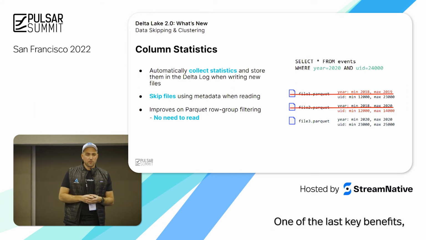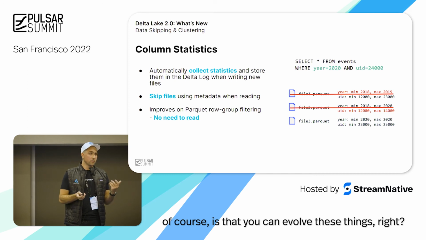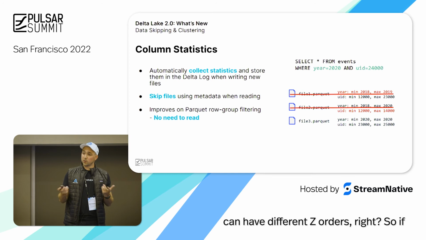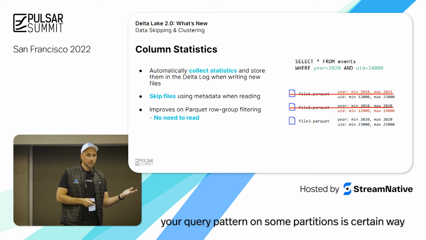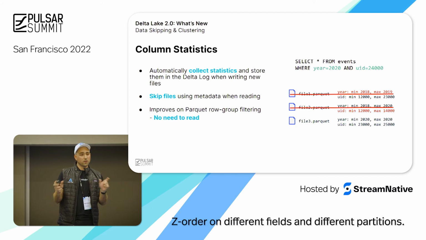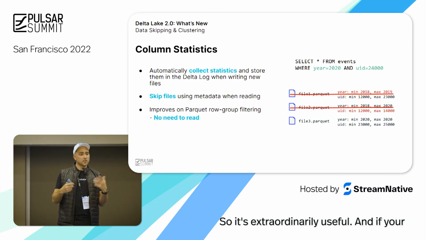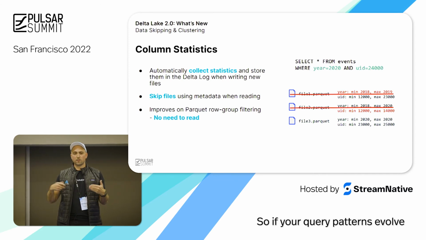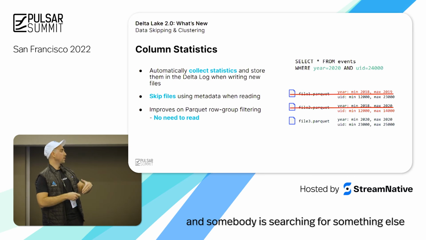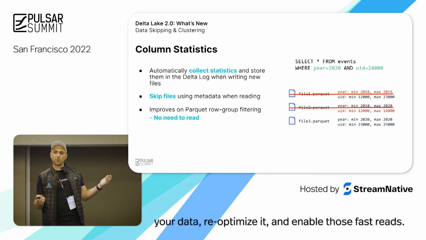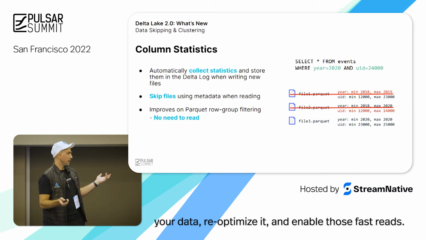One of the last key benefits, of course, is that you can evolve these things, right? So different partitions, different parts of your data can have different z-orders, right? If your query pattern on some partitions is a certain way, and your query pattern on another partition is a different way, you can z-order on different fields in different partitions. So it's extraordinarily useful. And if your data evolves, then you can also just update it, right? If your query patterns evolve and somebody's searching for something else, or you've added new fields, just z-order your data, re-optimize it, and enable those fast reads.